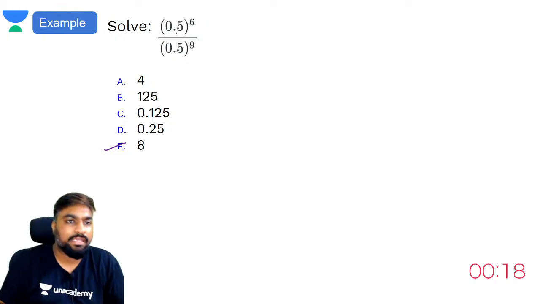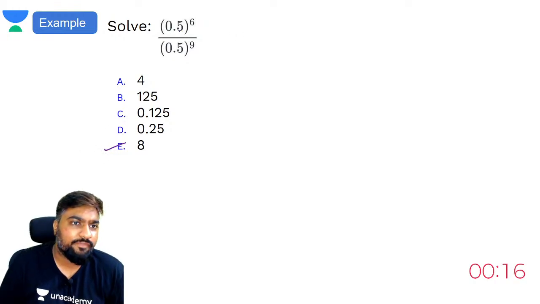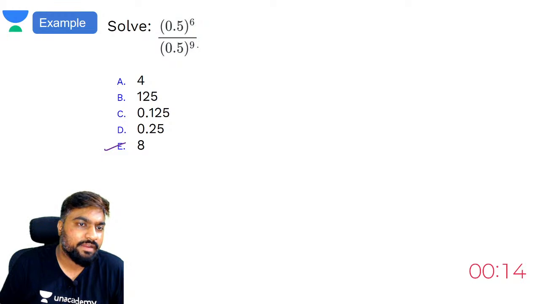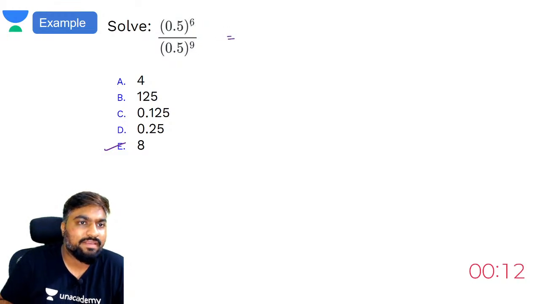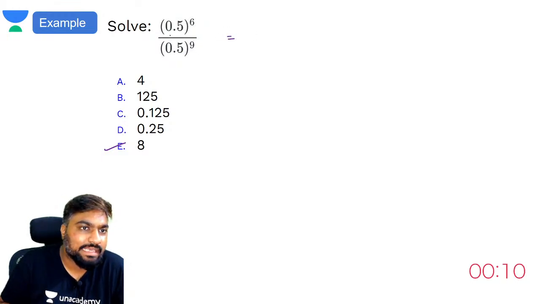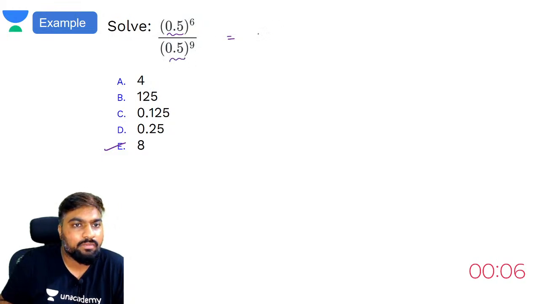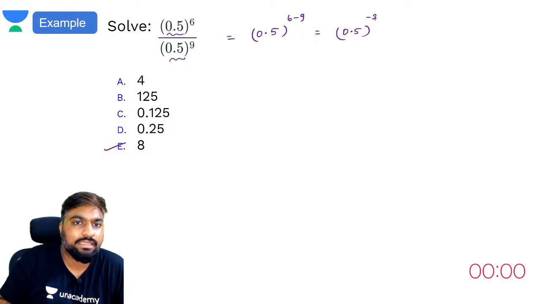So what's happening here? 0.5 to the power 6 by 0.5 to the power 9. Both the bases are equal, correct? When the bases are equal, what do you do? Subtract the powers. This is 0.5 to the power 6 minus 9. That's nothing but 0.5 to the power minus 3.